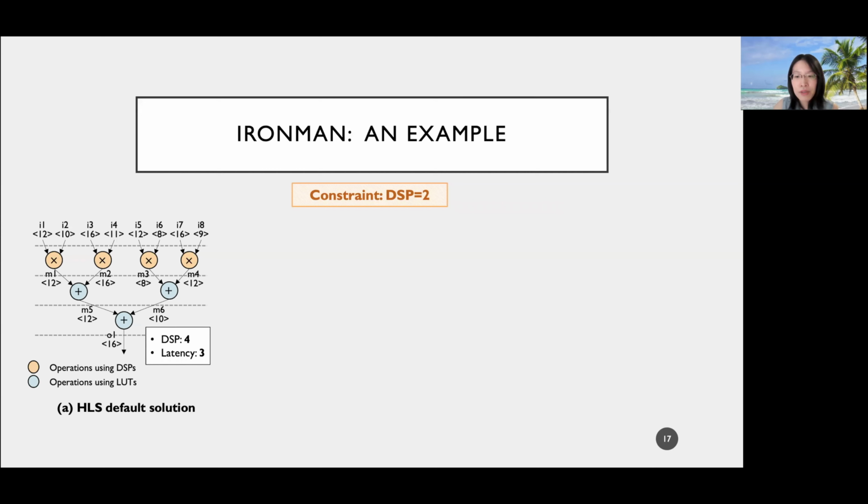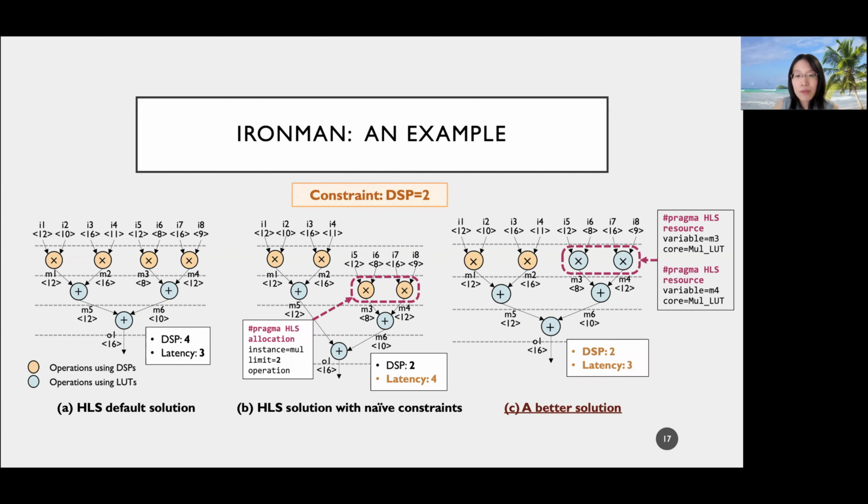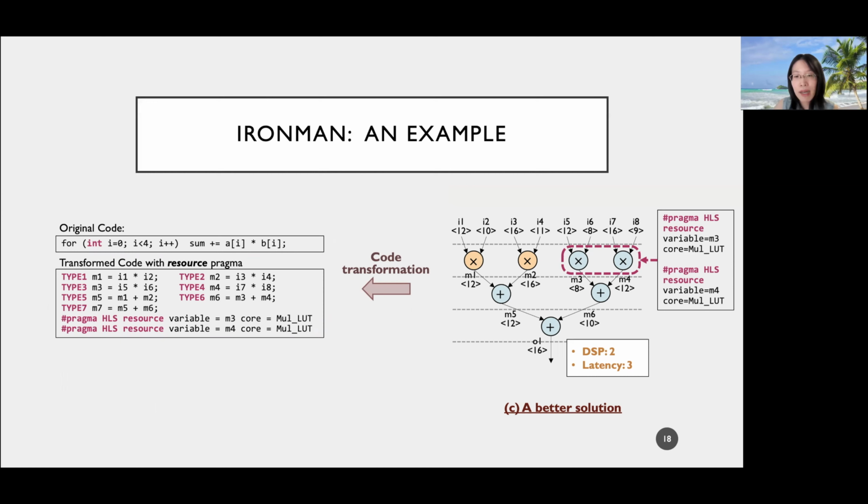One naive method is to directly apply the allocation pragma to limit the usage of DSP. This method does work, while it increases the latency from 3 to 4. An alternative is to apply the resource pragma to optimize the DFG, and this is how IronMan handles this problem. By trading off different types of resource, let's say using LUTs to compute multiplication instead of DSPs, IronMan is able to keep the latency unchanged and optimize the resource allocation strategy that complies with user-specified constraints. Finally, after the optimization, the optimized DFG is transformed into C or C++ code with proper directives by the code transformer.